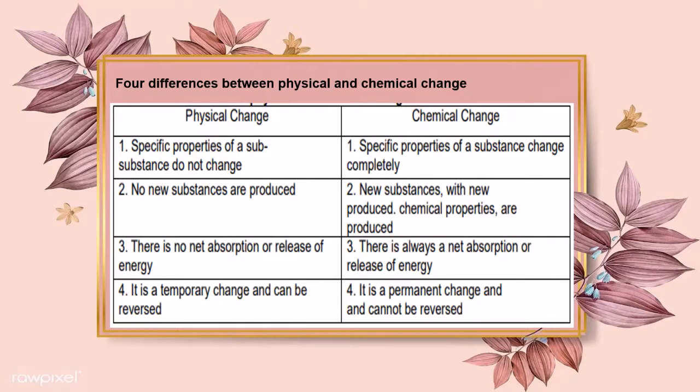For the physical change, number 3, there is no net absorption or release of energy. And for the chemical change, there is always a net absorption or release of energy. And for the last one, for the physical change, it is a temporary change and can be reversed. And for the chemical change, it is a permanent change and cannot be reversed.